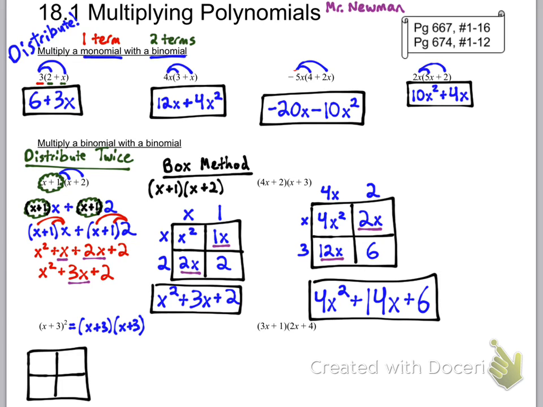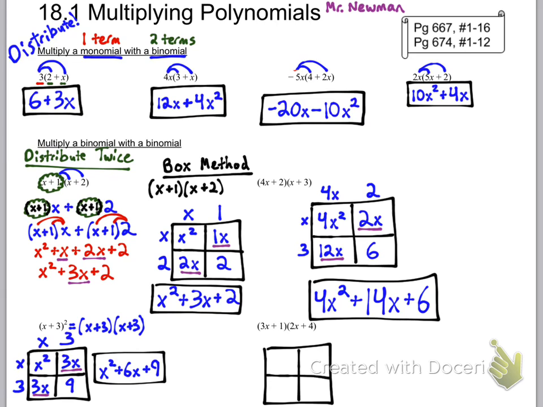So I had better draw my window panes. I'm going to put x plus 3 on the top and x plus 3 on the side, and let's multiply these out. X times x becomes x squared. X times 3 is 3x. 3 times x is also 3x. And 3 times 3 is 9. So when I combine like terms, the 3x and the 3x are going to be added together, so 3x plus 3x is 6x. So we get x squared plus 6x plus 9 is our final answer.